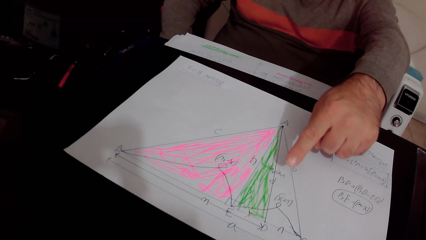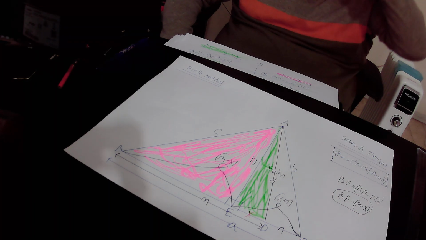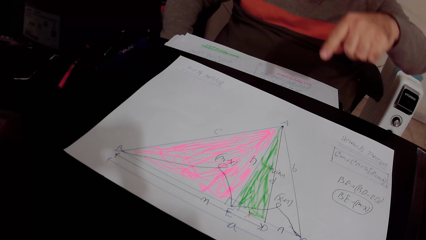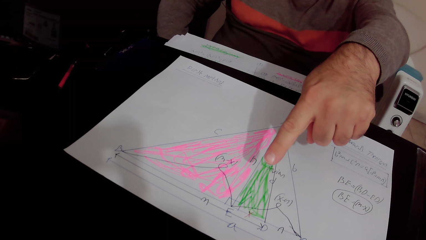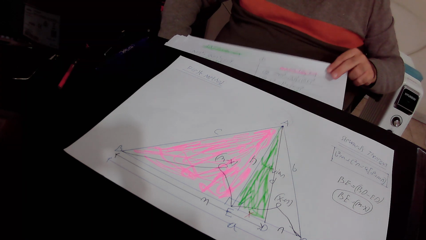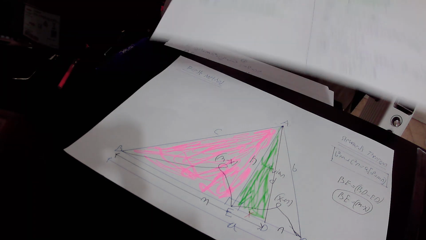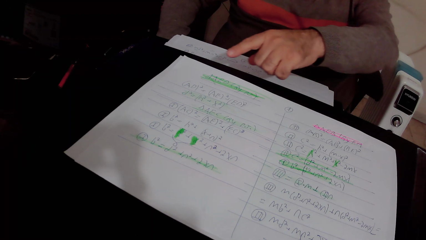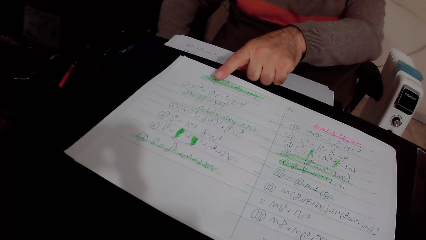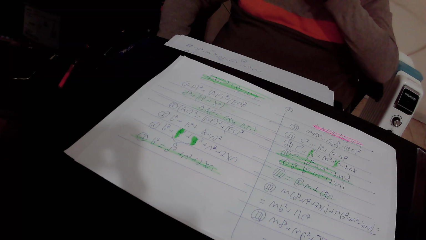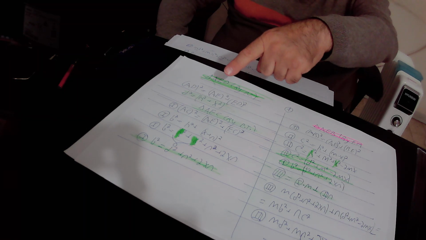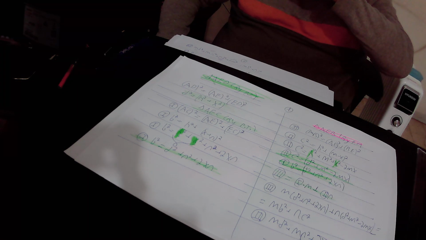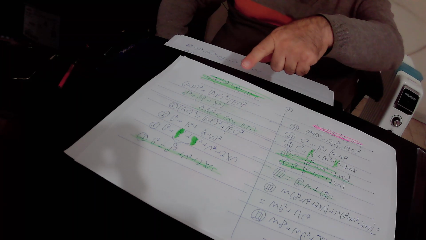Here AD equals D, AE equals H, and ED equals X. Therefore, according to the Pythagoras theorem, D square equals H square plus X square. We substitute AD by D, we substitute AE by H, and we substitute ED by X, and we got that D square equals H square plus X square.